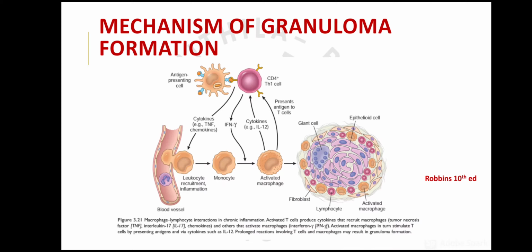Again, this is a picture from the Robbins and shows the mechanism of granuloma formation. It is more or less the same as I told you in the pathogenesis of MTB. So the antigen presenting cell presents the MTB to the T cells, which are now stimulated to form the T helper cells. T helper cells release interferon gamma, which will activate the macrophage, and this activated macrophage will further secrete the interleukin 12 cytokines, which will cause the activation of T helper cells.